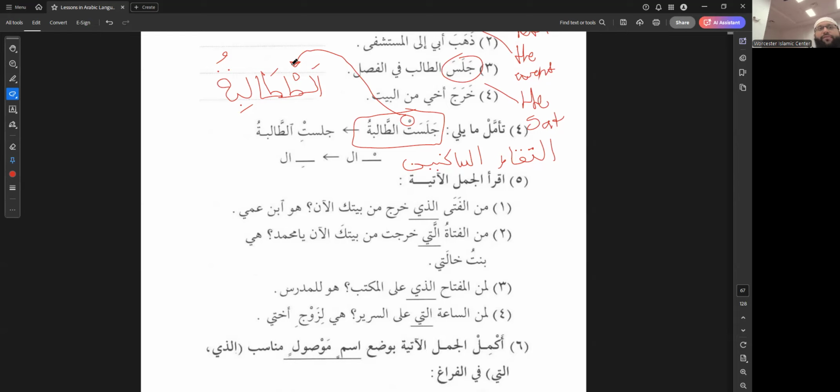So what do you do when you have a verb that says jalasat? You put a kasra on the ta, like over here. Jalasat talibatu. Okay? You're going to see this a lot in the Quran, in different ways that it'll come.